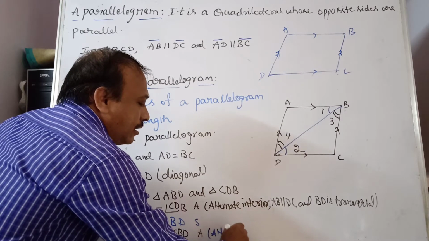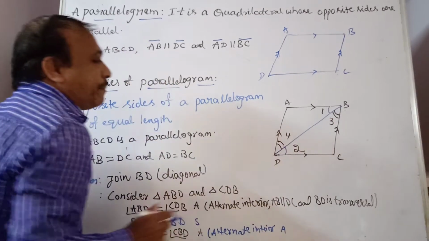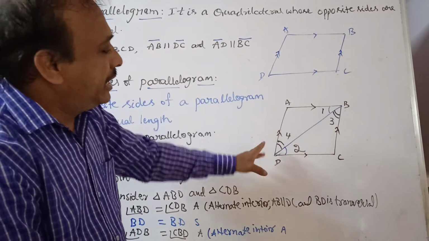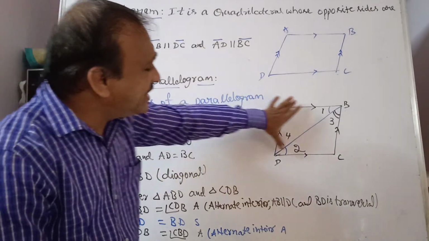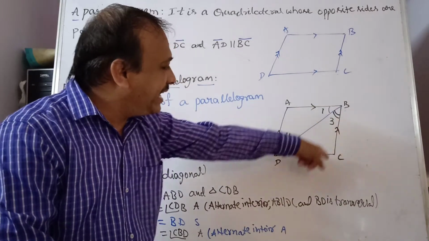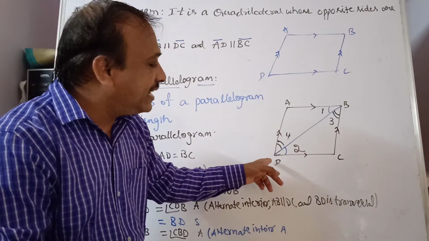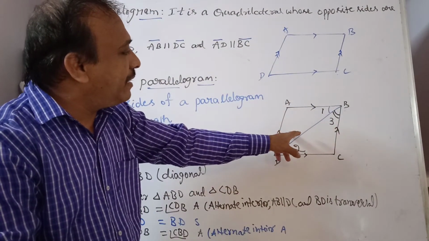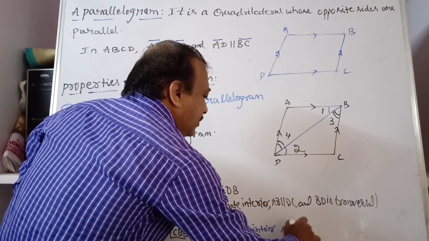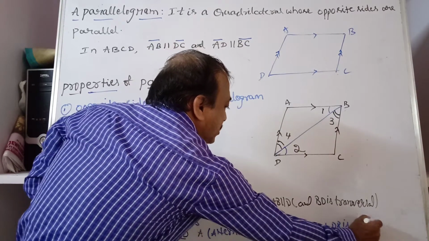Alternate interior. And now which lines are parallel here? Which lines are we considering here? Same. Observe it. These two. If you consider these two, AD is parallel to BC, and this is the transversal. Which is the transversal? DB is the transversal.